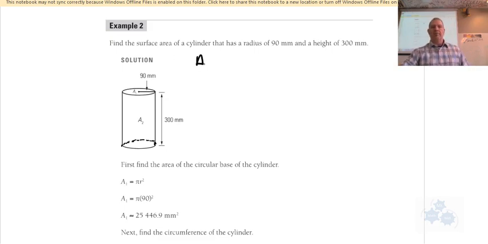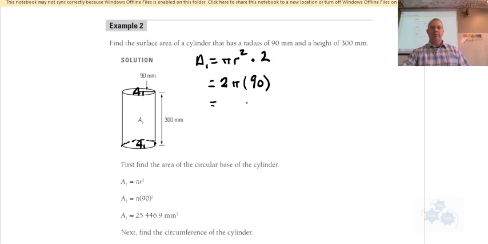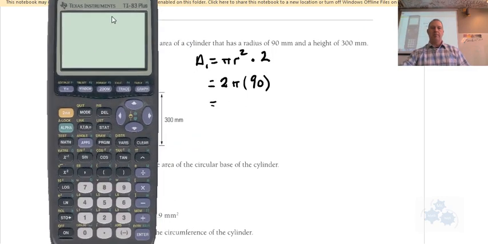So area 1 is pi r squared. And because there's 2 area 1s, let's just multiply that times 2, and we'll get the top and the bottom. Okay? So 2 times pi times, what's the radius? 90 millimeters. So what does that come out to? On your calculator, you would just go 2 times, use your pi button. You all should be able to find that. Times 90.